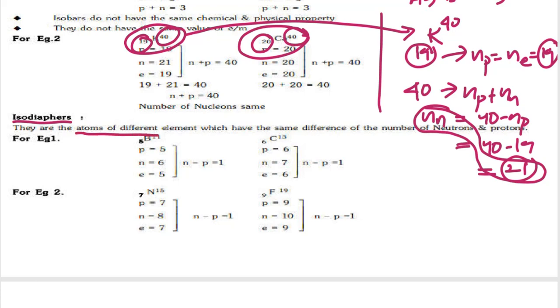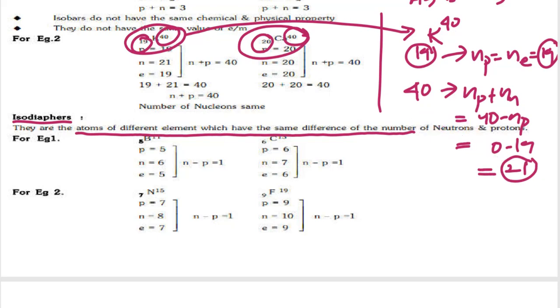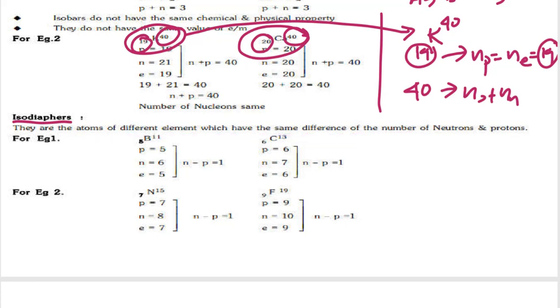That they are the atoms of different elements which have the same difference of number of protons and neutrons. The atoms whose difference between the number of neutrons and protons is the same are referred to as isodiaphers. Example, you can see here very clearly.